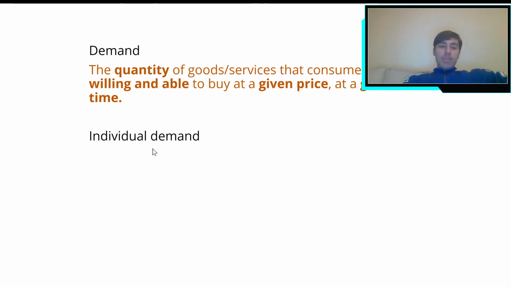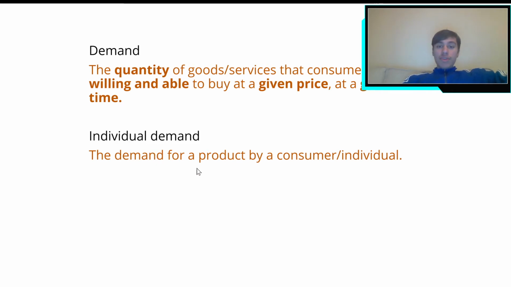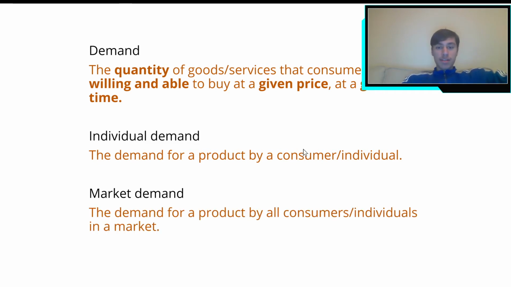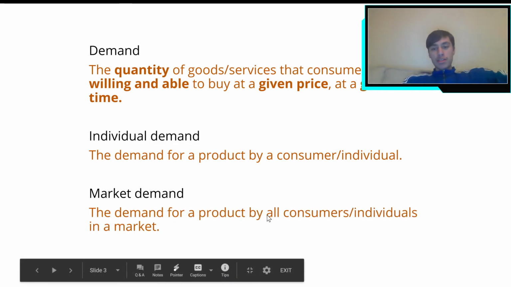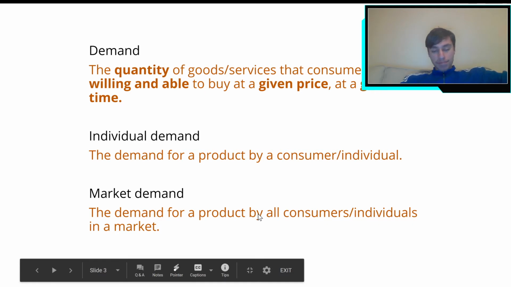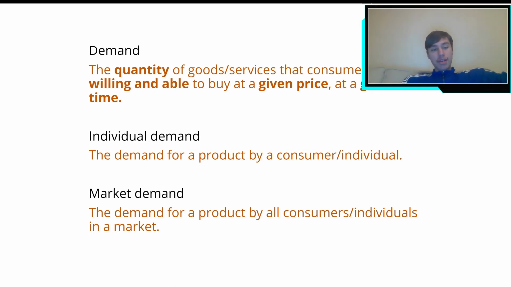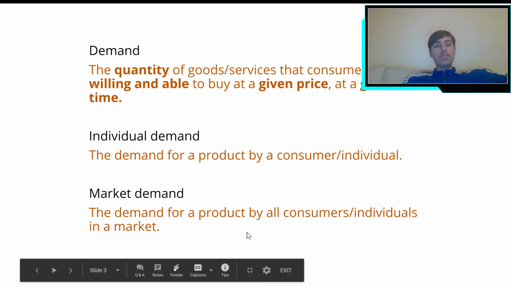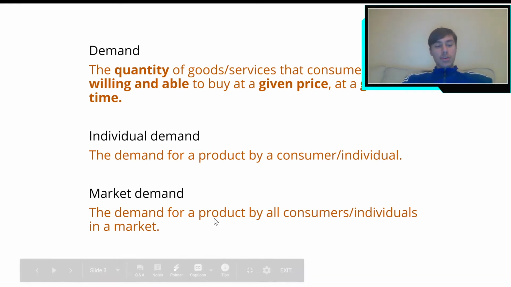And what is meant by individual demand? It is demand for a product by a consumer. And market demand is the demand for a product by all the consumers or individuals in a market. So we have successfully got through the definition of demand, and you should be able to explain it. Try to explain it to your friend or someone, because when you try to explain it to someone, it tests your understanding. That's what I would recommend.